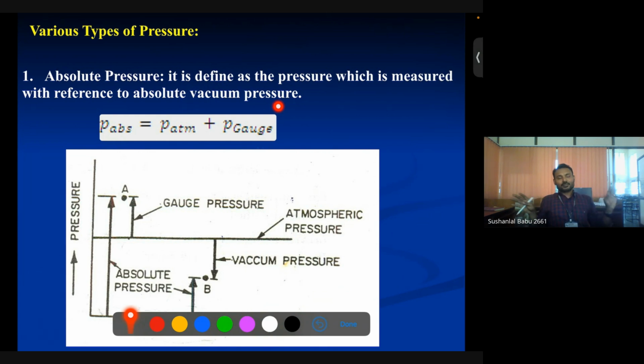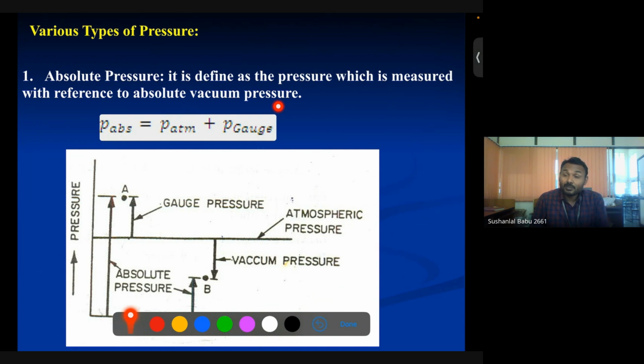A void. It is very difficult to imagine such situations. Even in space, something will be there, some electromagnetic radiation, photons will be there. Absolute zero means nothing. So that is the reference, that is the absolute pressure. Nothing. Pressure will be minimum.